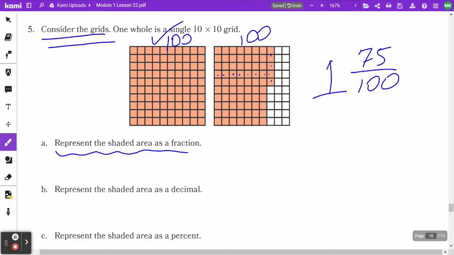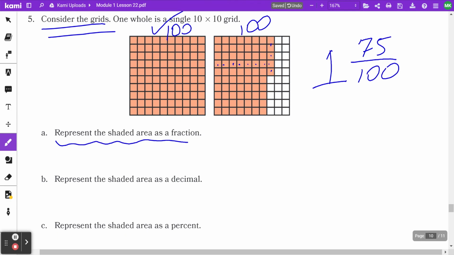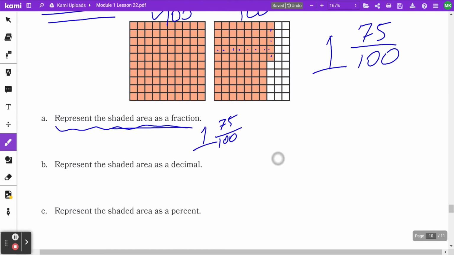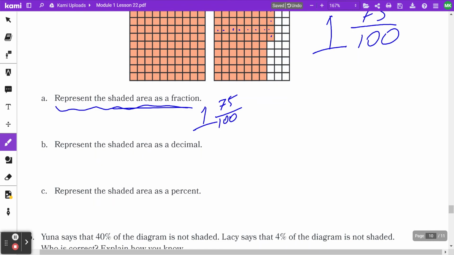So 1 and 75 hundredths, okay, represent the shaded as a fraction. There it is. I can simplify that, but I'm not going to right now. I'm going to keep that. Okay. Now, let's see, as a decimal, ooh, so this is 1 and, right? You read this as 1 and like that. So whenever you say and, you put that decimal there, right? 75 hundredths. So it looks like this, right? There it is, 1 and 75 hundredths.